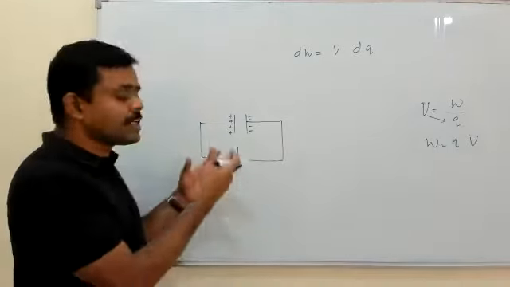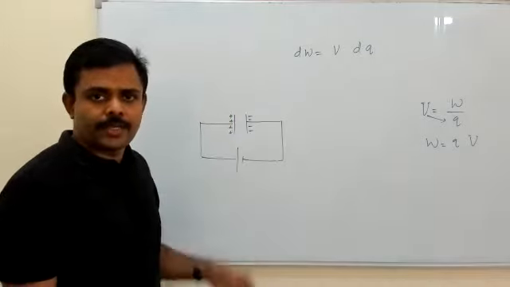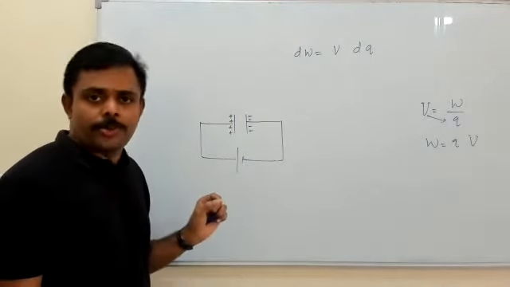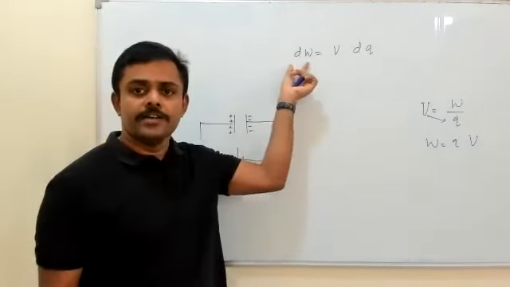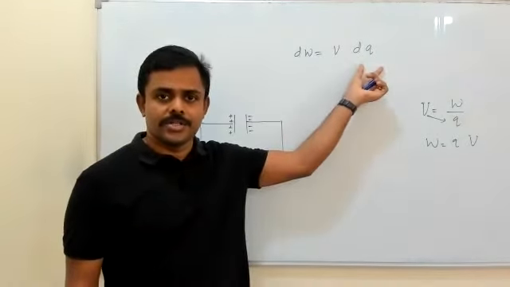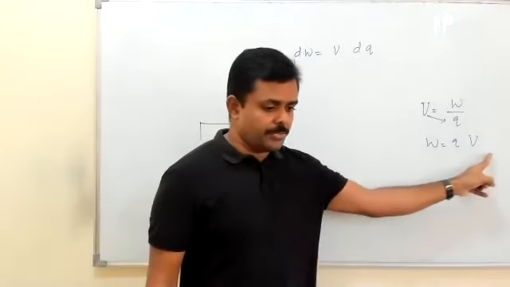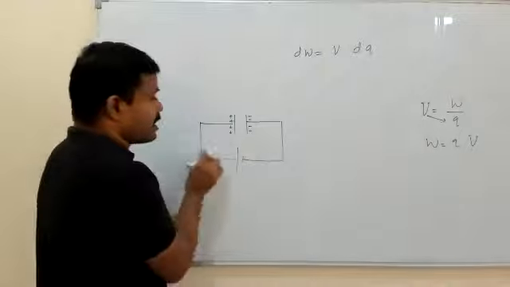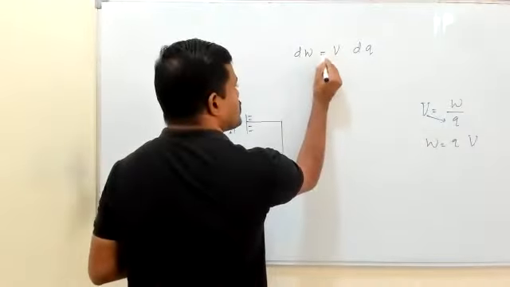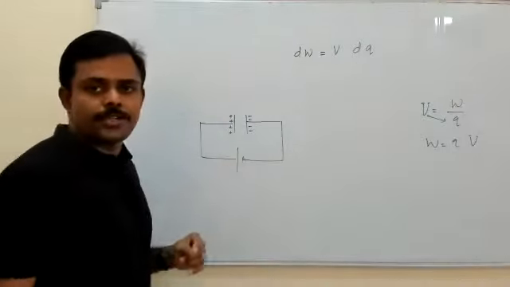It takes time for the charge to get to maximum value. Understood? Since it is a slow process, it happens very slowly. I'll take a very small work done for a very small charge. Work done is charge into potential. So small work done for a small distribution of charge is given by V into dQ.